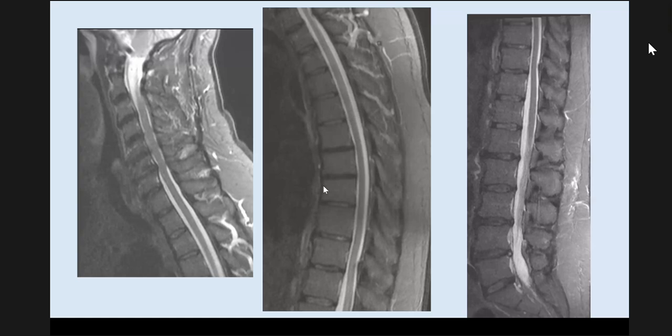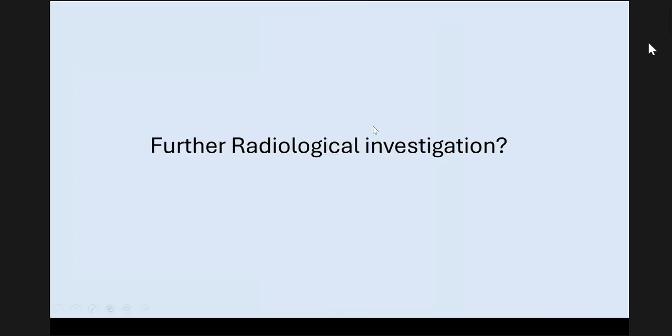Somebody has mentioned tethering with Chiari malformation. No, it's not Chiari malformation. DSA, myelogram, CT myelogram. Okay. Would you just do a standard CT myelogram? Anything special about the myelogram? So for the radiological investigation, you could go for a myelogram, fantastic.